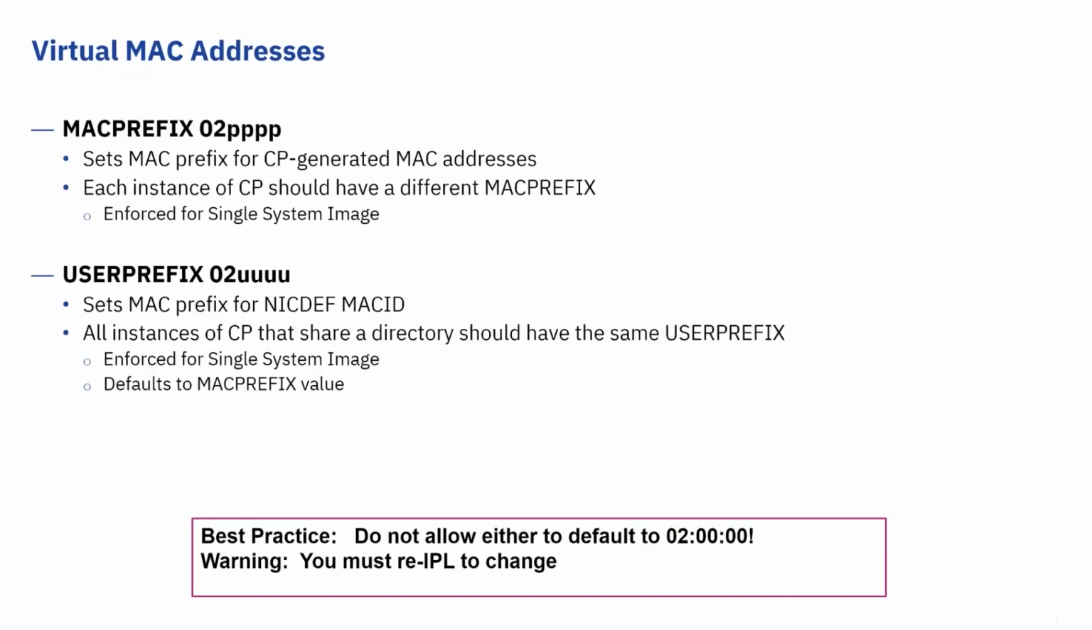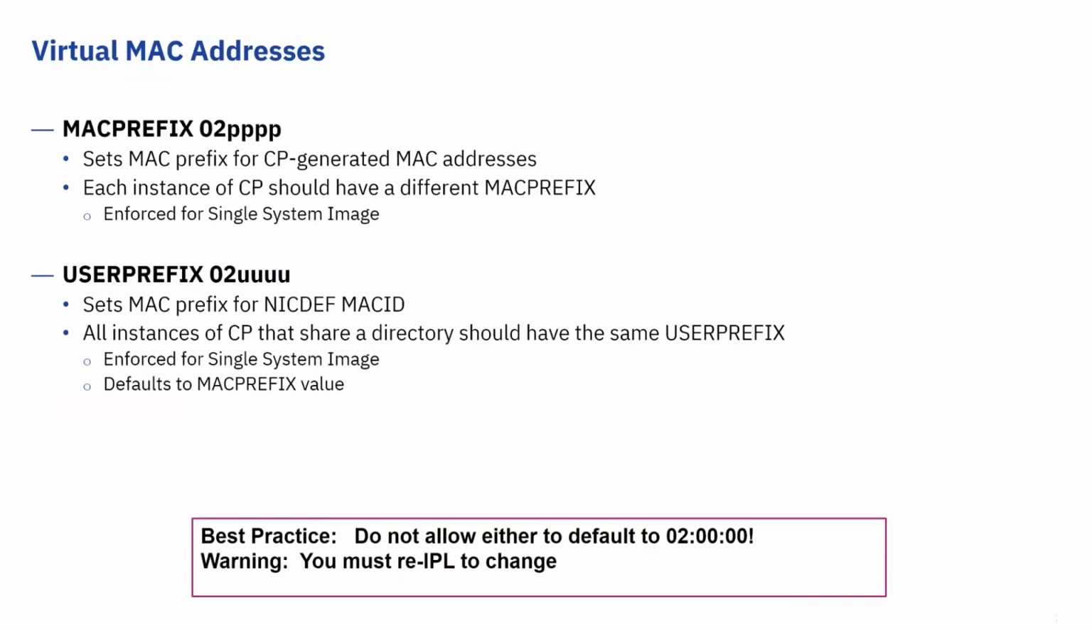Okay. Now the user prefix is different. The user prefix is what prefix to use when you set the MAC address. If you've got the MAC ID value in the NIC def, the MAC prefix that will be used will be this user prefix value. Now it defaults to the MAC prefix value. That isn't going to work in an SSI cluster, because in an SSI cluster, the same way MAC prefix must be different, user prefix must be the same in everybody who's sharing the directory. Now that is enforced in a single system image.